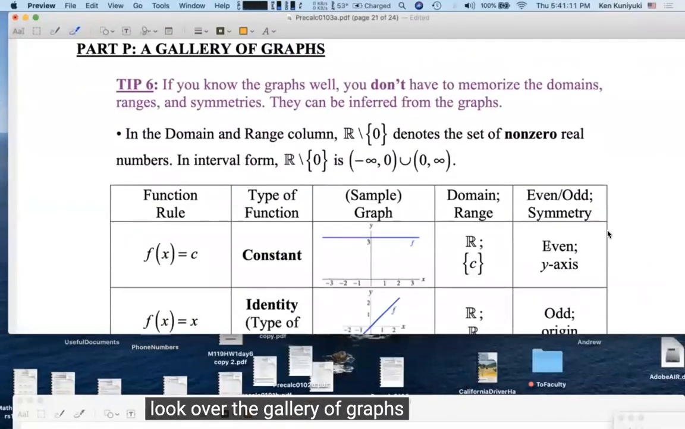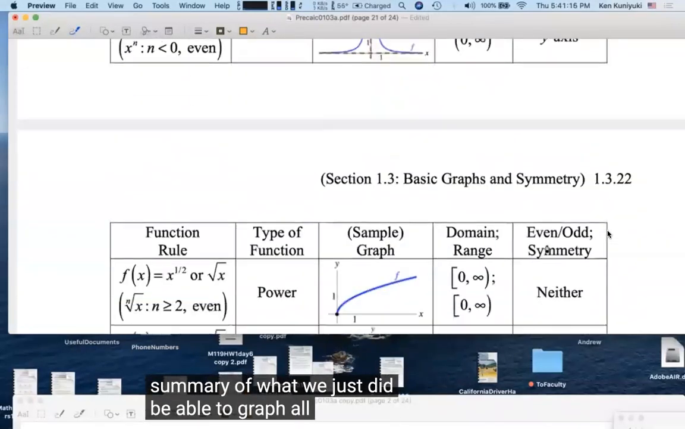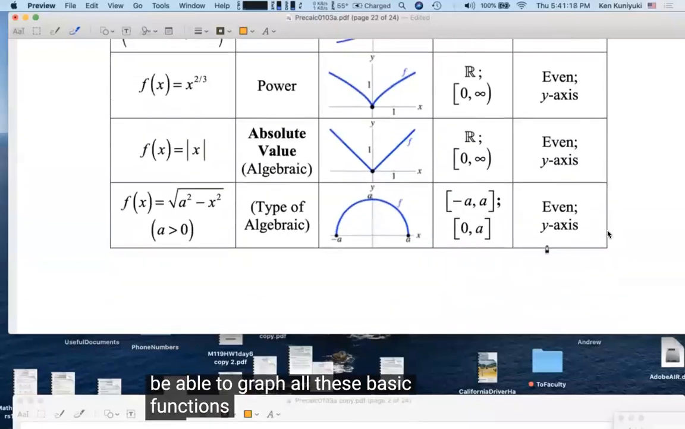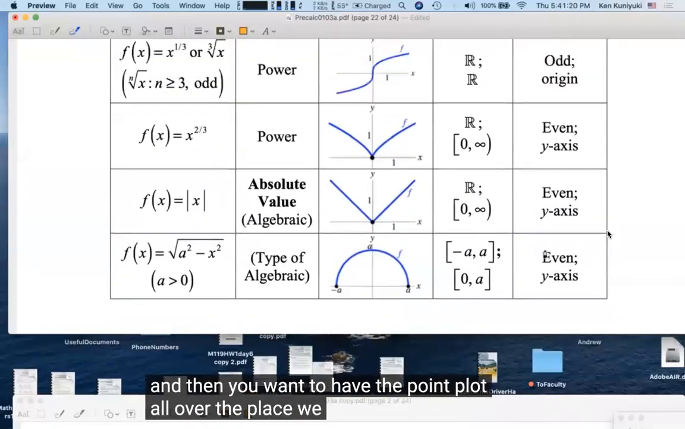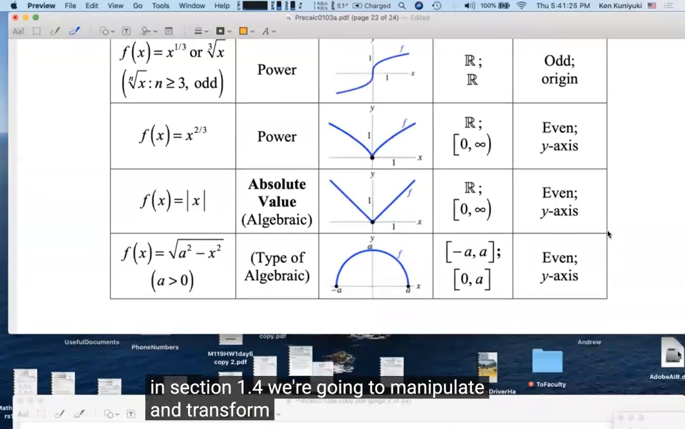Look over the gallery of graphs. It's a summary of what we just did. Be able to graph all these basic functions. Then you won't have to point plot all over the place; we can fall back on these. In section 1.4, we're going to manipulate and transform these.